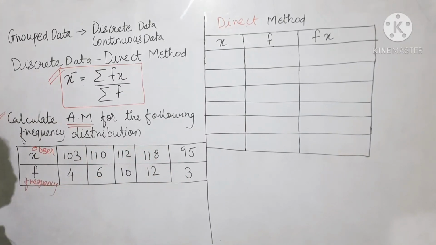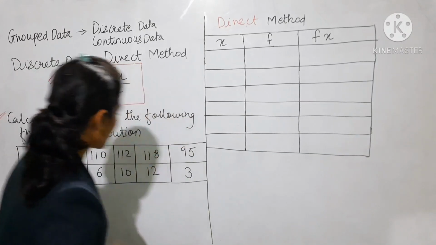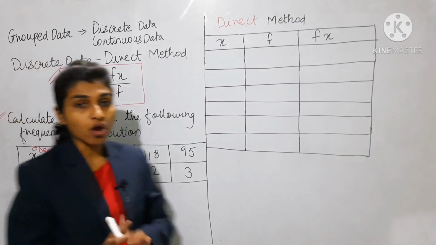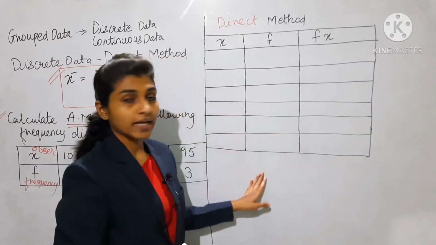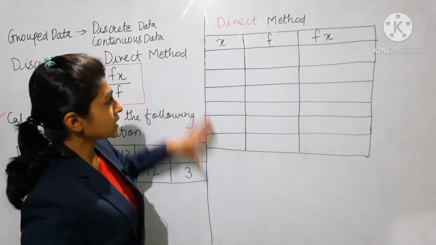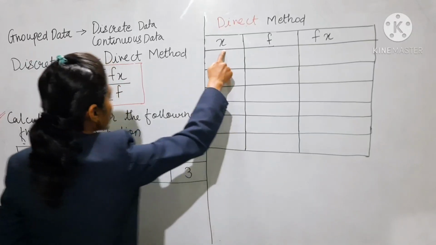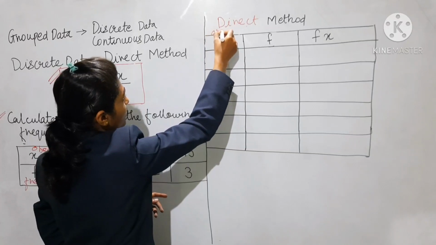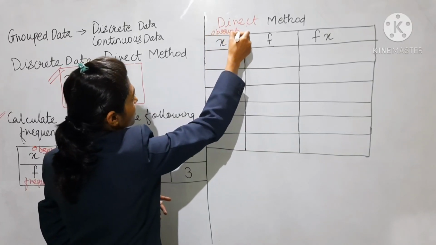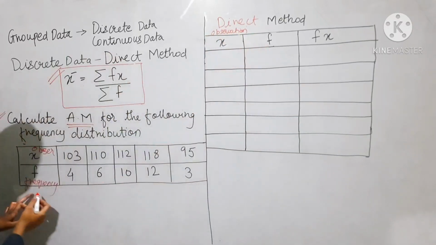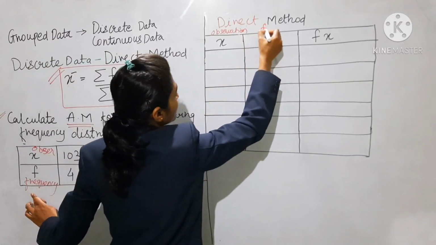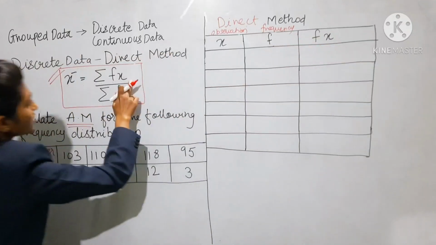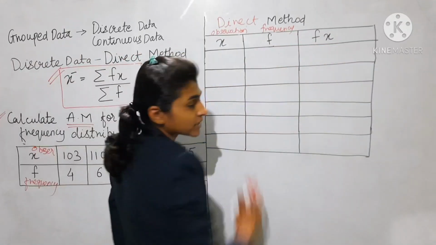So what is the solution? Now for the solution, if a frequency distribution is there, always first prepare the table. Prepare this type of table. X means the observation column, the first column is the observation column, second is frequency, and third, as per the formula, we have to prepare the column.